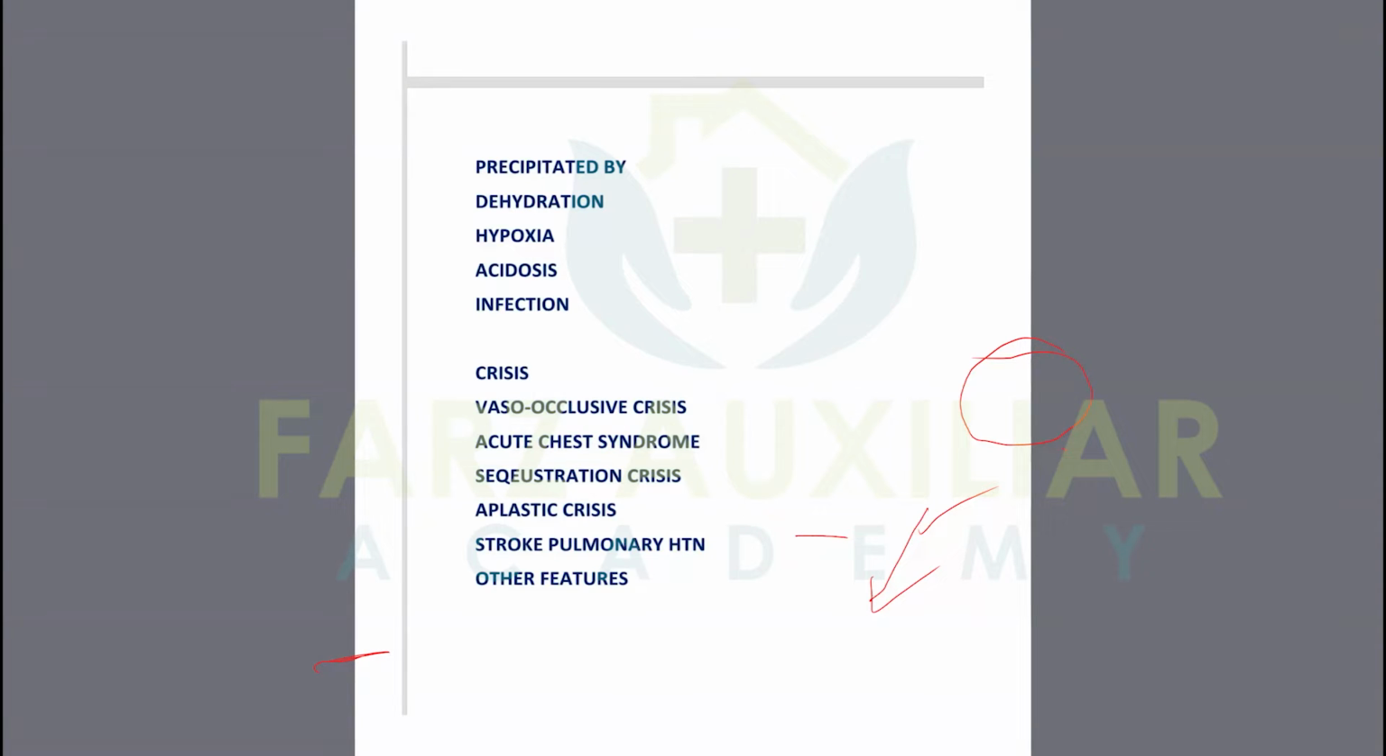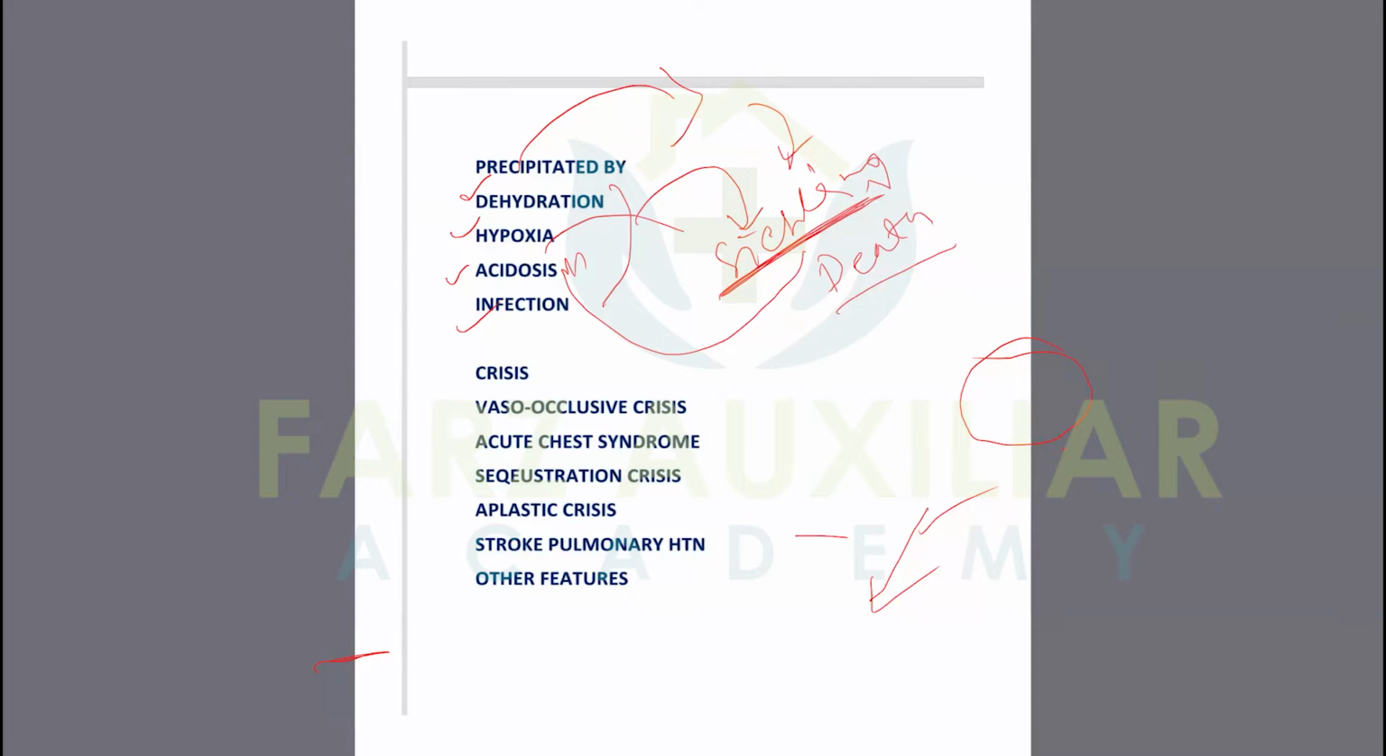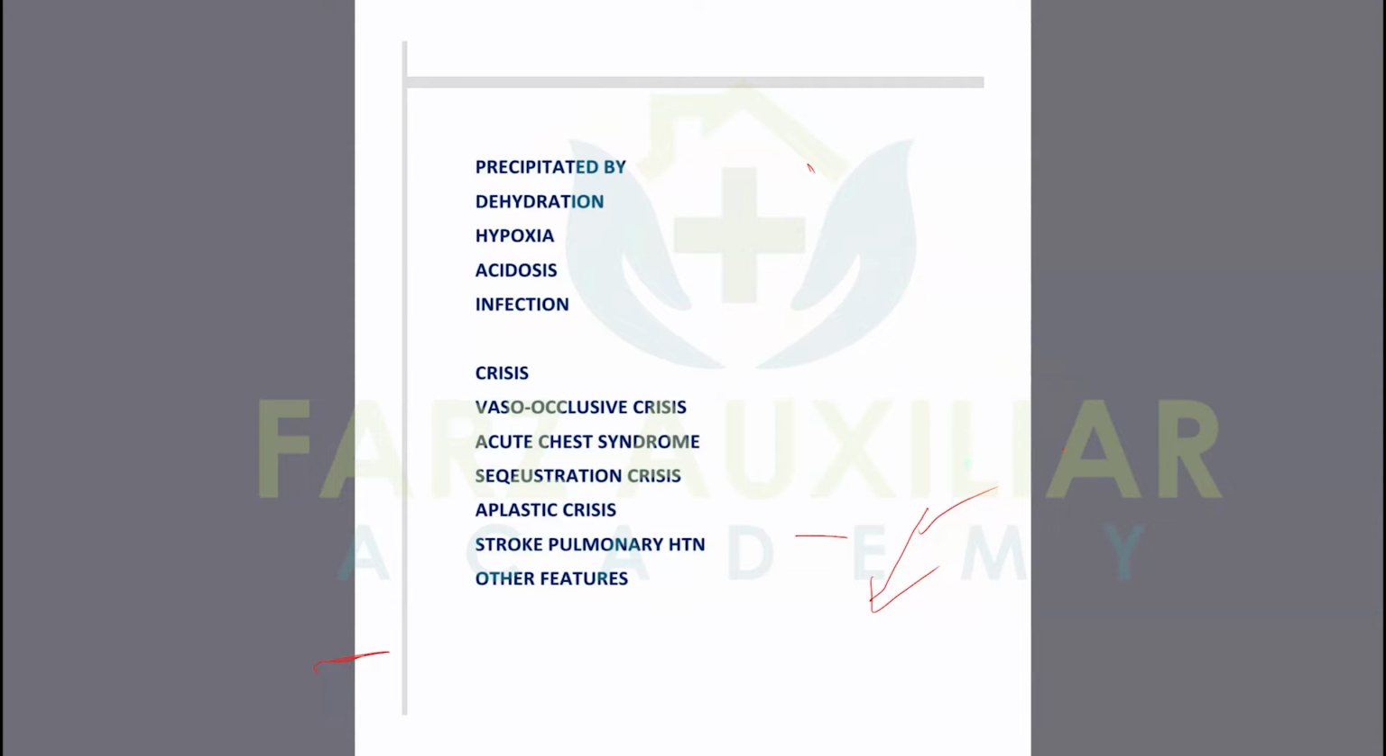How is it precipitated? Mainly aggravated by dehydration, hypoxia, acidosis, and any infection. These are the things mostly. This can recycle the sickling, and sickling can cause more hypoxia. So the patient goes into a vicious cycle, and the patient may die. Sickling persists with the hypoxia; the more hypoxia persists, the more sickling occurs. So this is a vicious cycle, but we need to know the aggravating factors: dehydration, hypoxia, acidosis, infection.